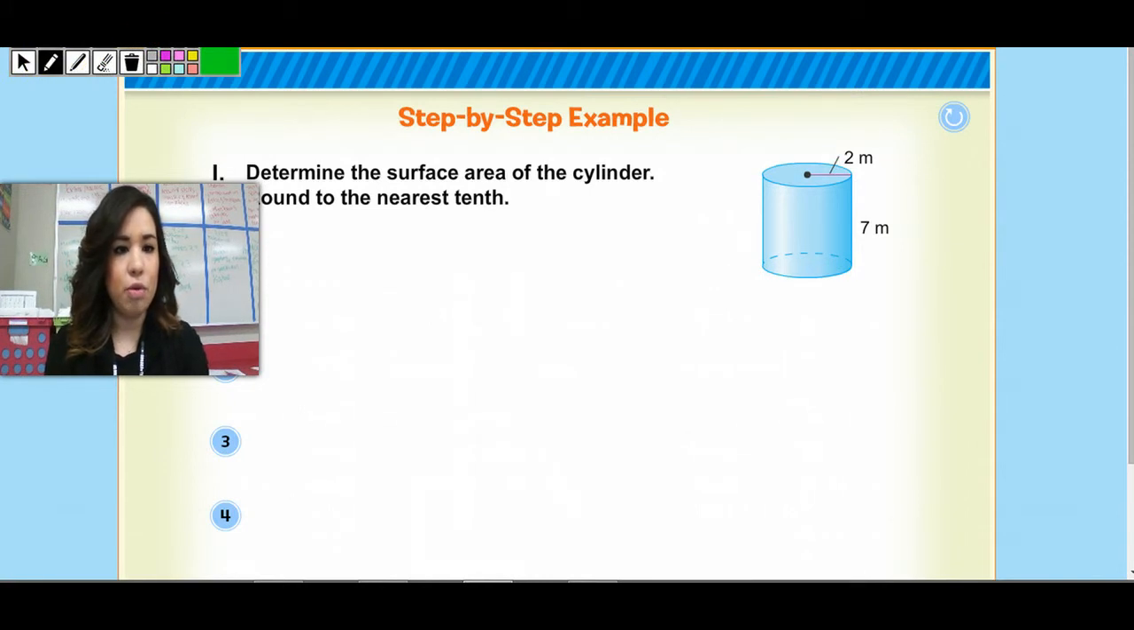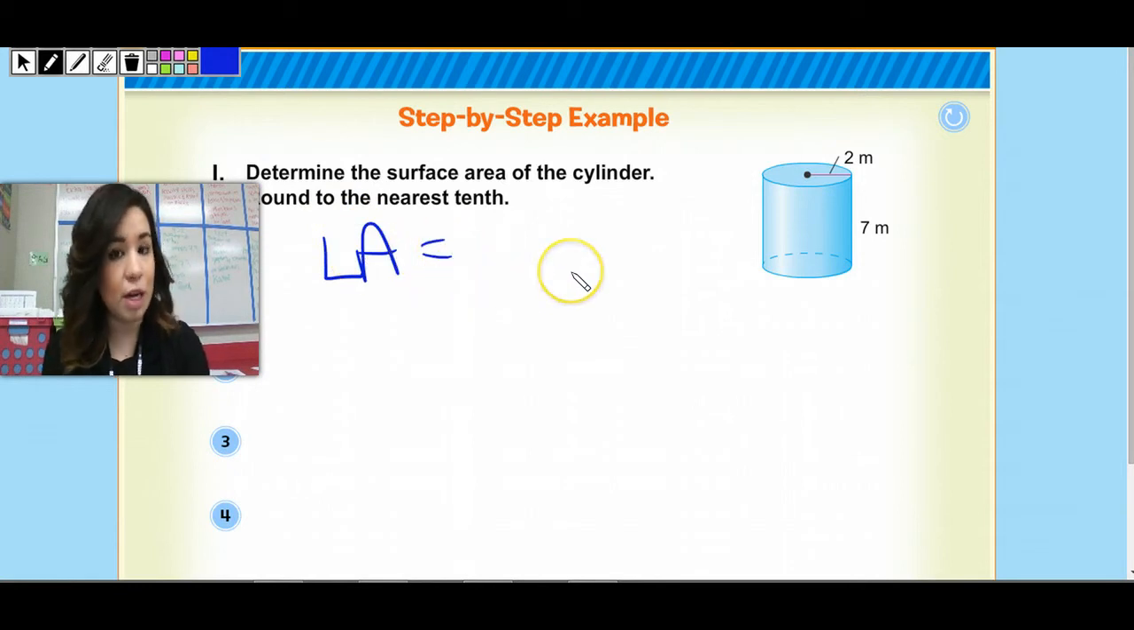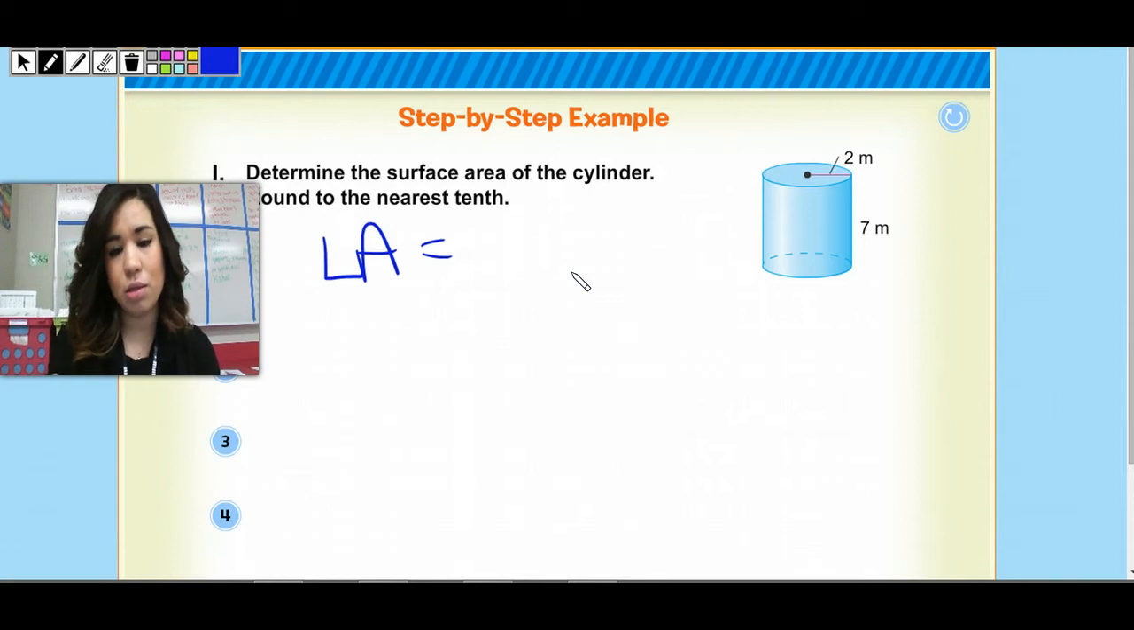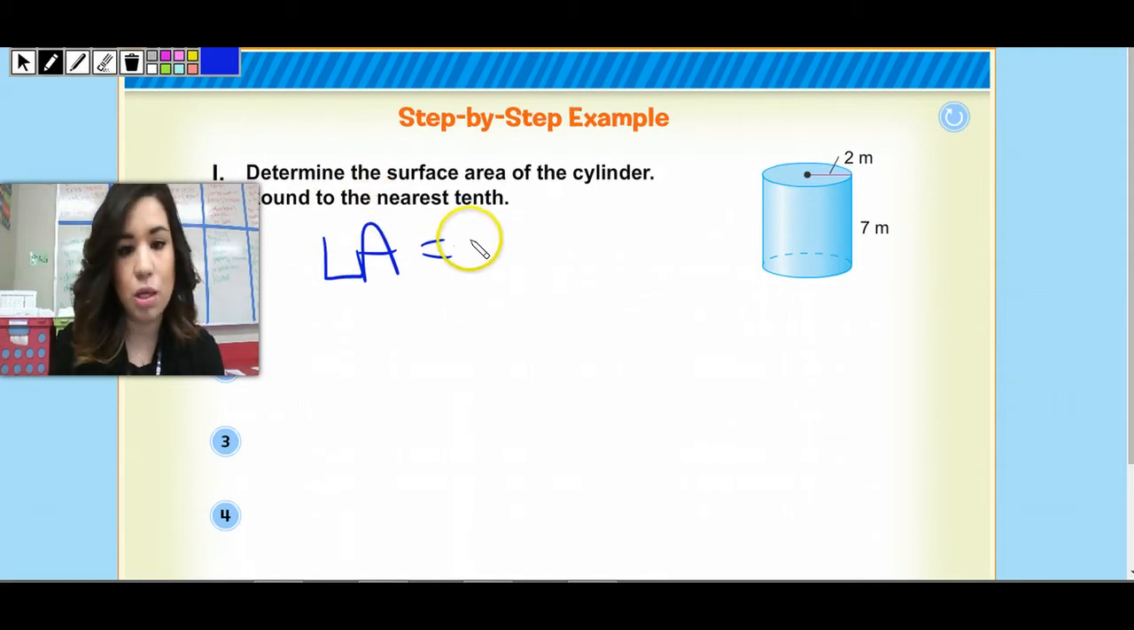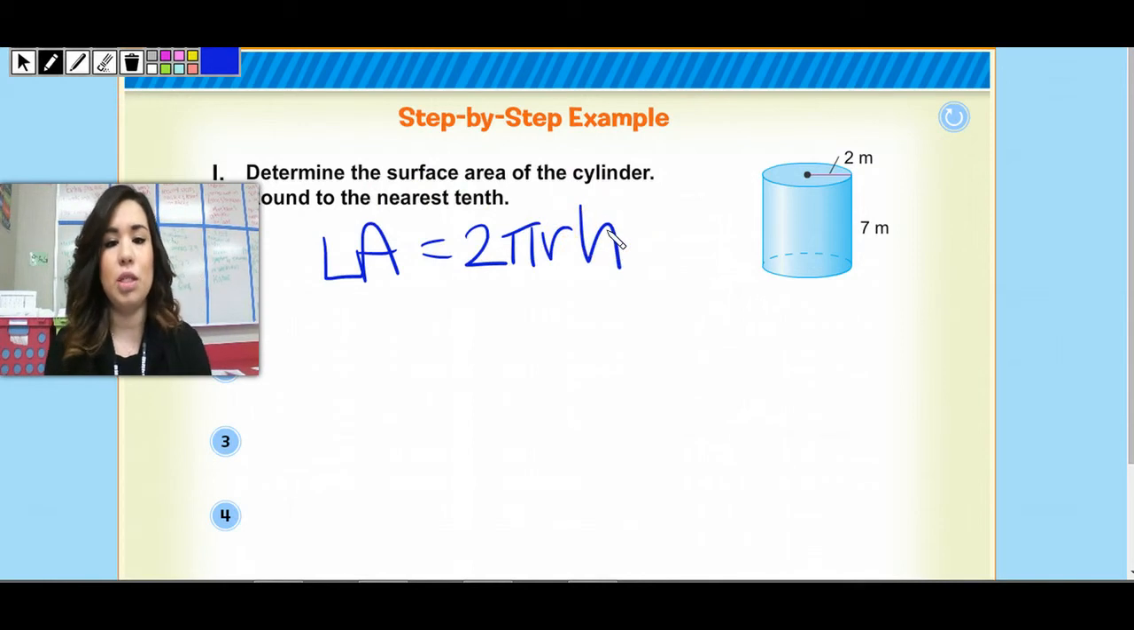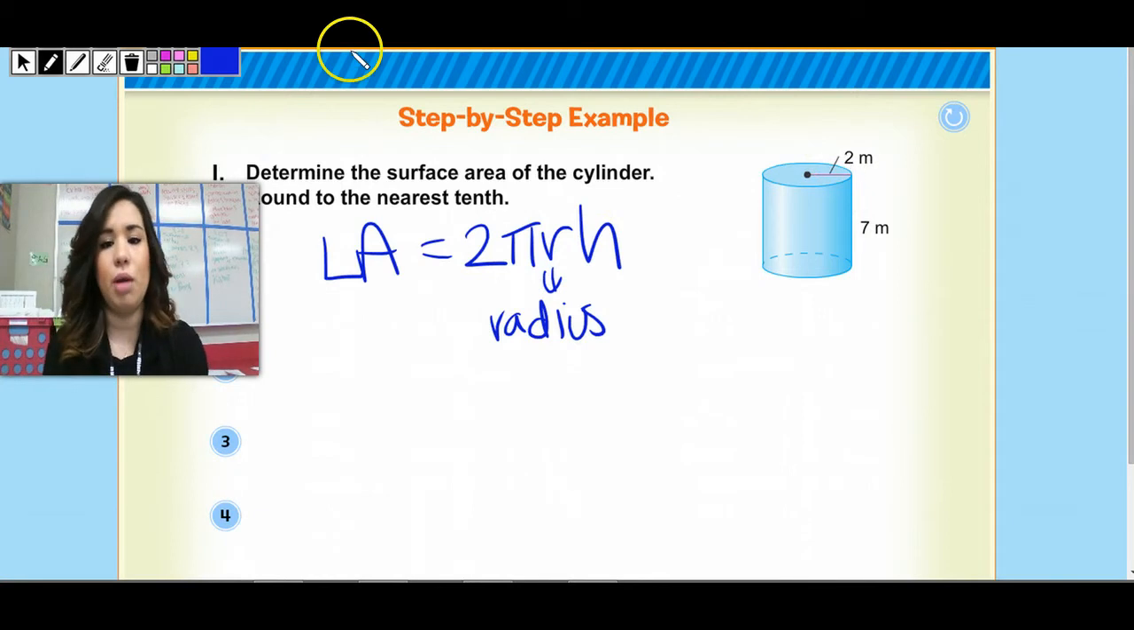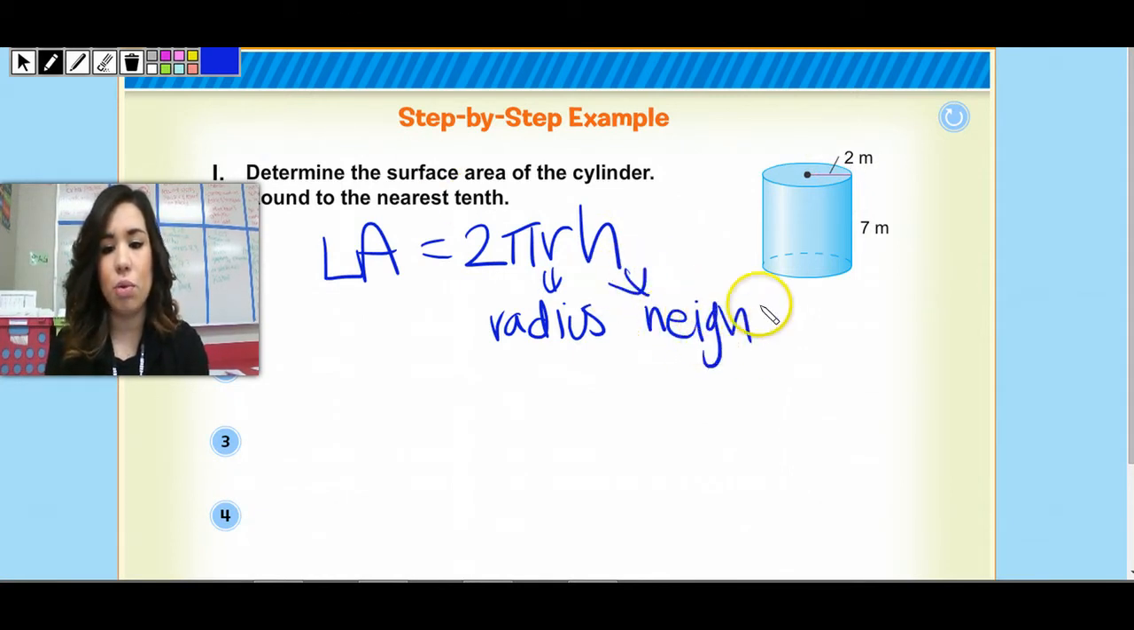We need to know the first formula, which is the lateral area formula. This will be provided for you on the formula chart when you take the STAR test. The formula that we use is 2 pi R H. So first we need to identify, what's R and what's H? R is going to be referring to the radius of our circle, so of a base. Since it's a circle, we're looking at the radius of that. And the H is going to be the height of this whole thing.